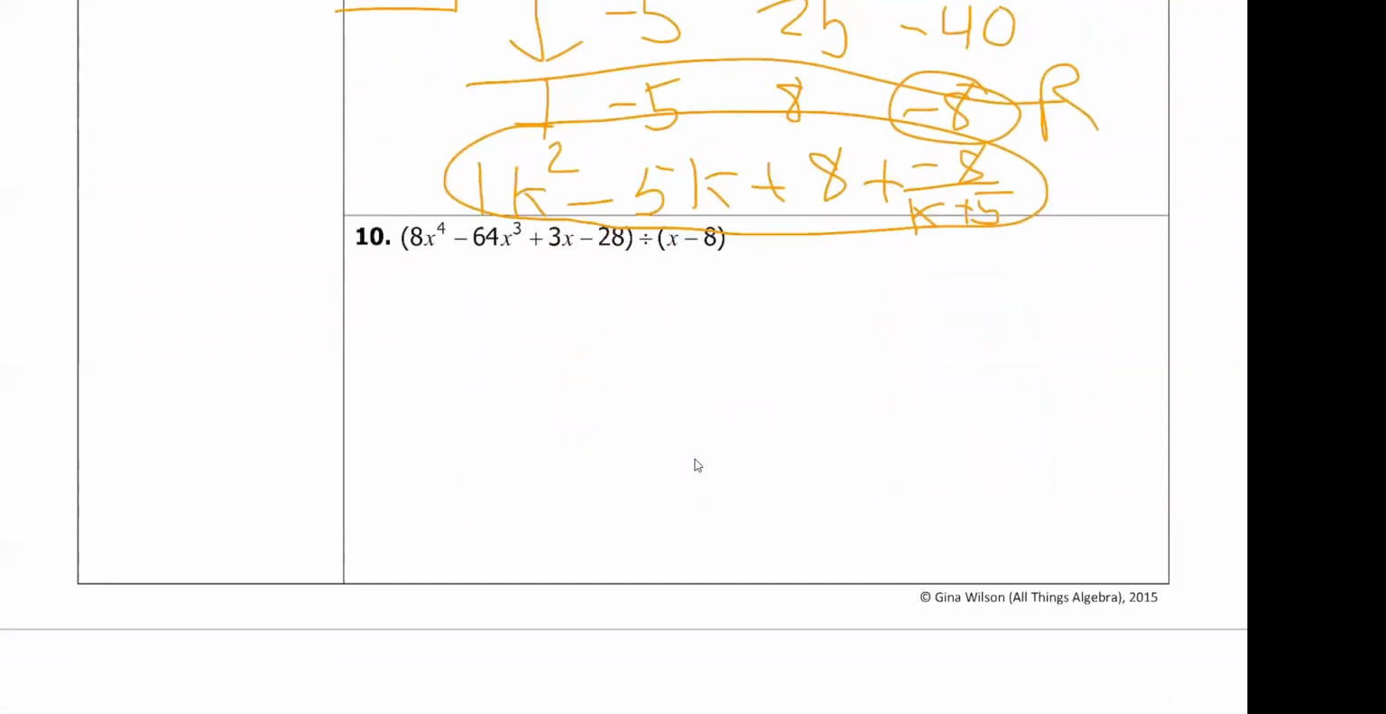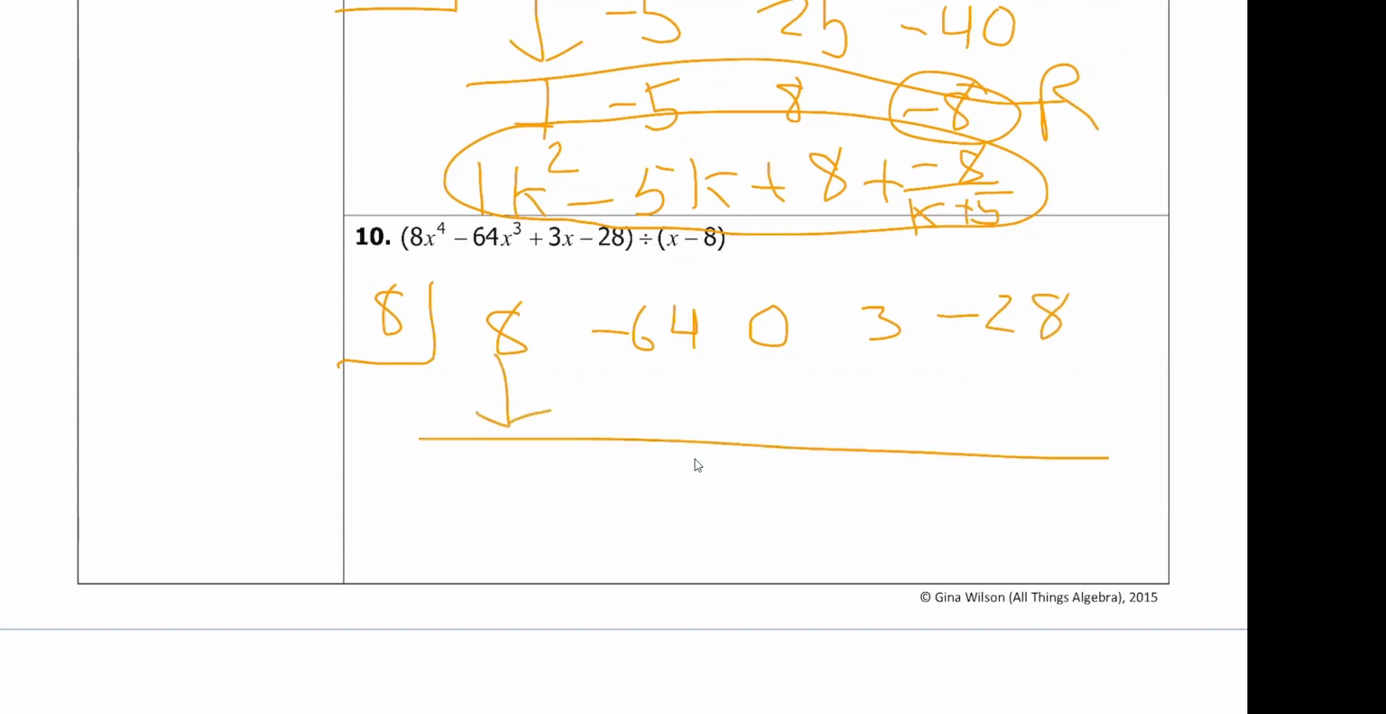So our last example for today, number 8, asks what would be the 0 or solution to that x minus 8 spot. There it goes. Then you put your coefficients. So our x to the 4th is 8. Our x cubed is negative 64. And notice there's no x squared, so I've got to put a 0. And then my x's would be 3. Then my constant would be negative 28.